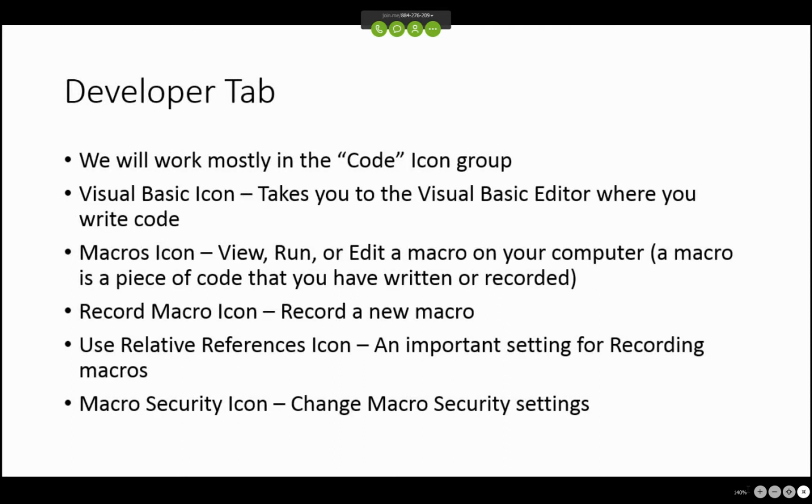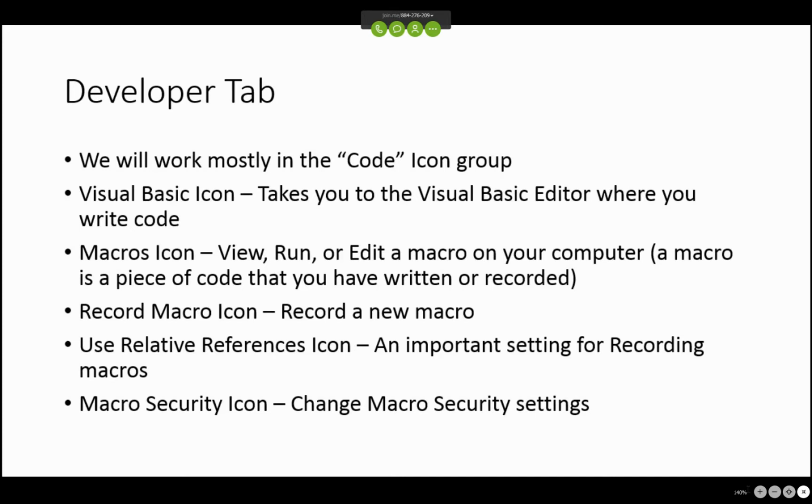So in the developer tab, there are different icons, okay? On the left-hand side of the tab, you'll see the code icon group, where you'll see the Visual Basic icon. And you already know that if you click on that, you'll enter the Visual Basic editor. There is also a macros icon, where you can view, run, or edit the macros on your computer. So remember, in VBA, all code you write is referred to as a macro. The code is called a macro. But you can record macros, or you can write your own macros.